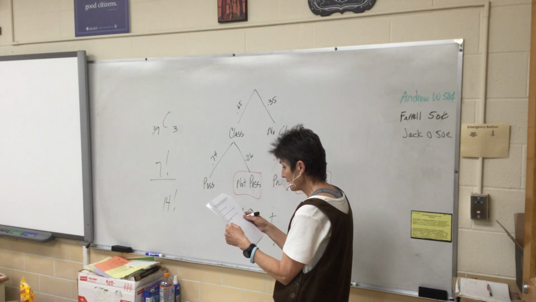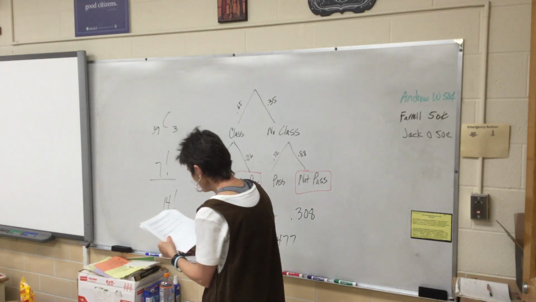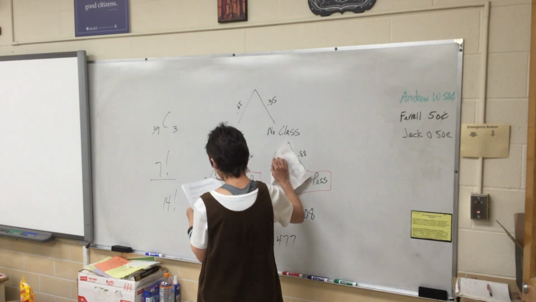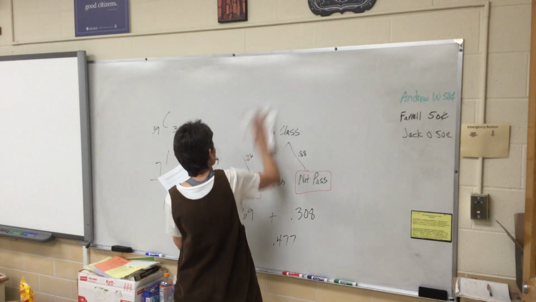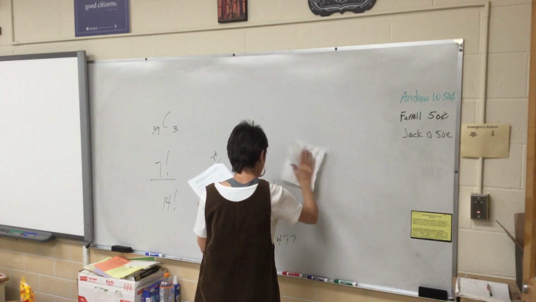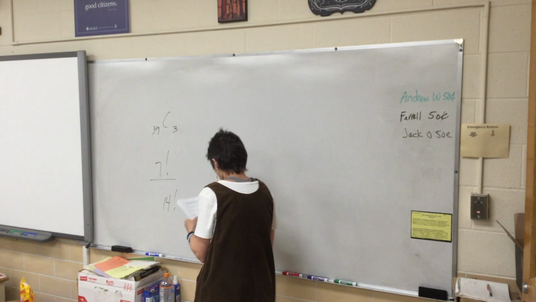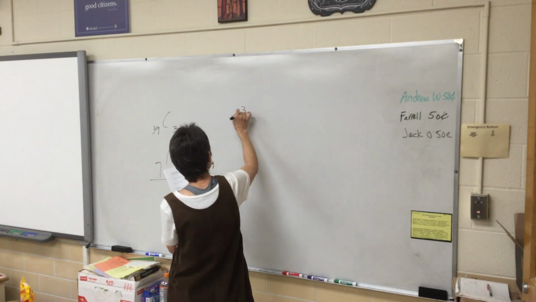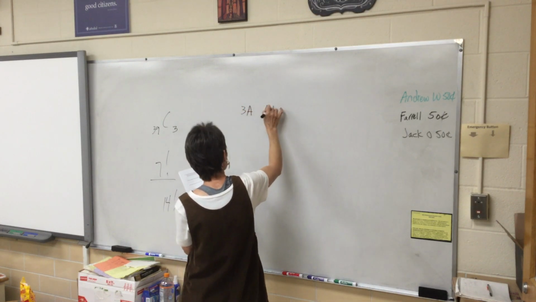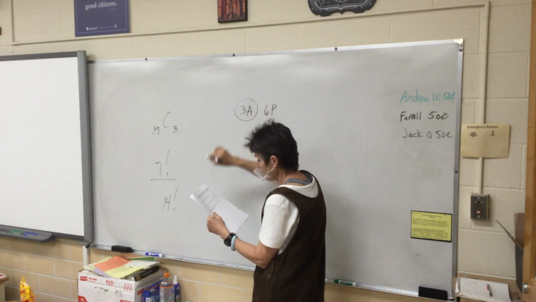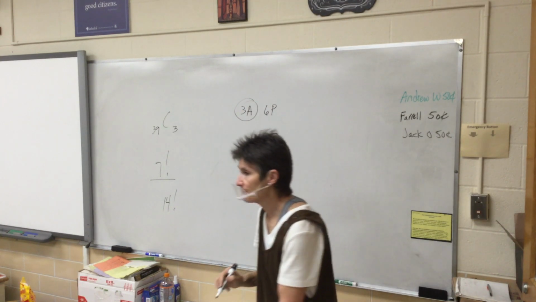And finally, how many ways can you seat 3 algebra and 6 pre-cal students in a row if the algebra students must sit together? So we have 3 algebra and 6 pre-cal, and we're going to seat them in a row, and these guys got to sit together.